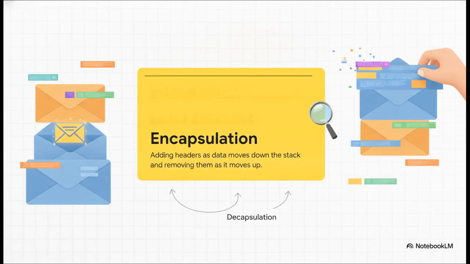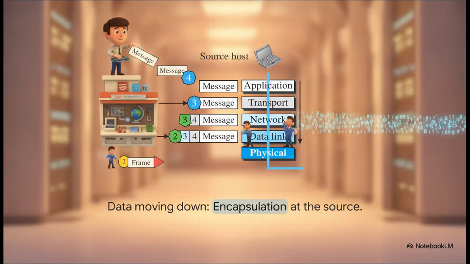Let's walk through this step by step. Starting at the source host, the application layer generates the raw message and passes it down. The transport layer takes that message and slaps on a layer 4 header. This contains things like port addresses to identify the specific application, creating a segment.